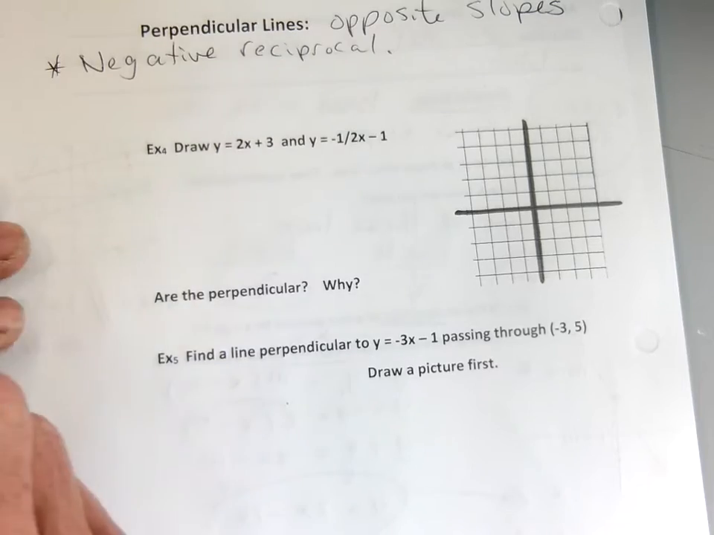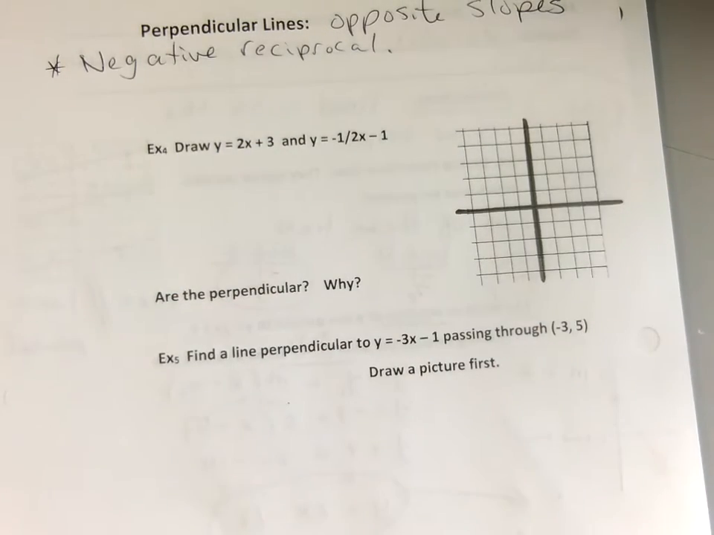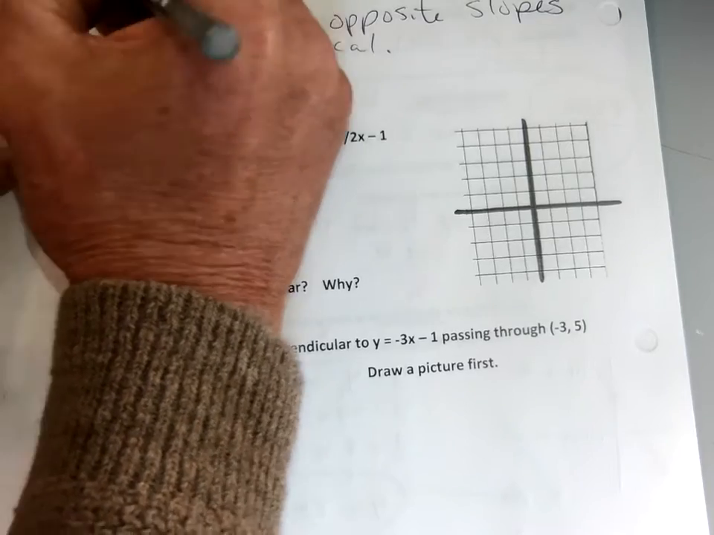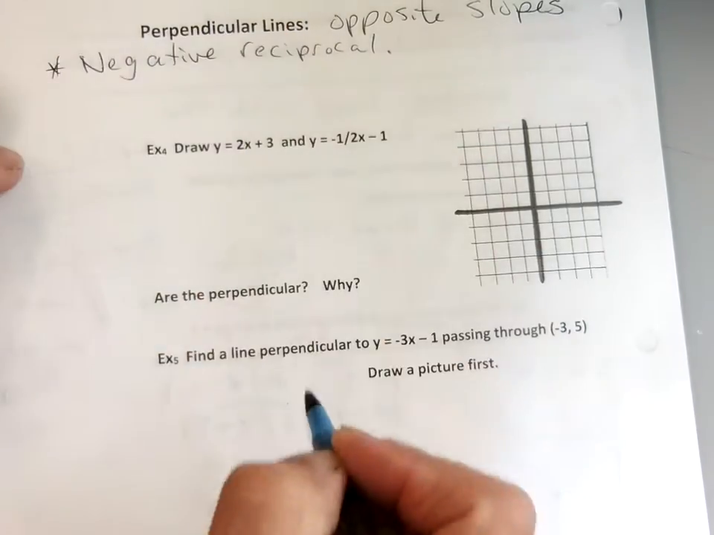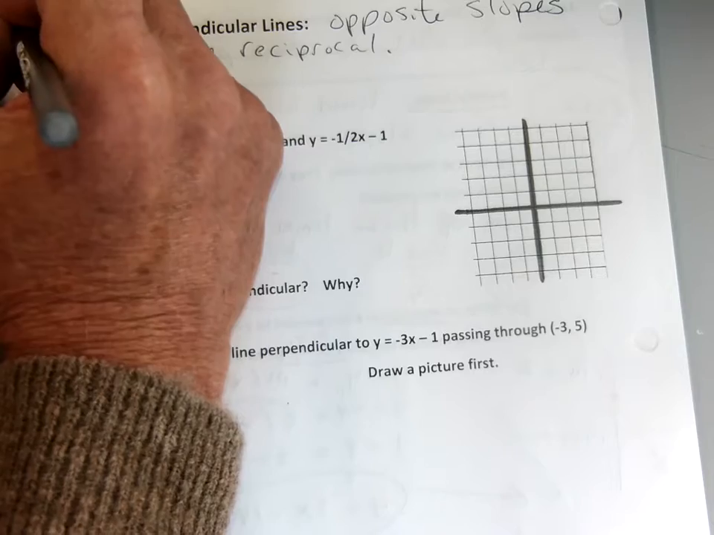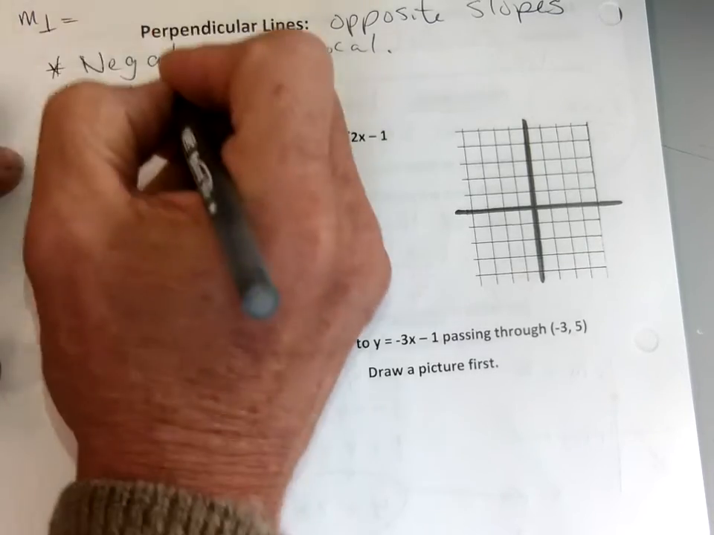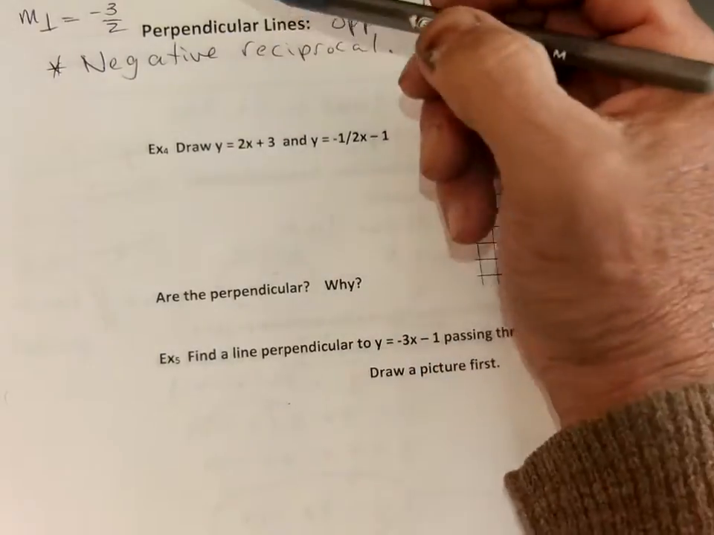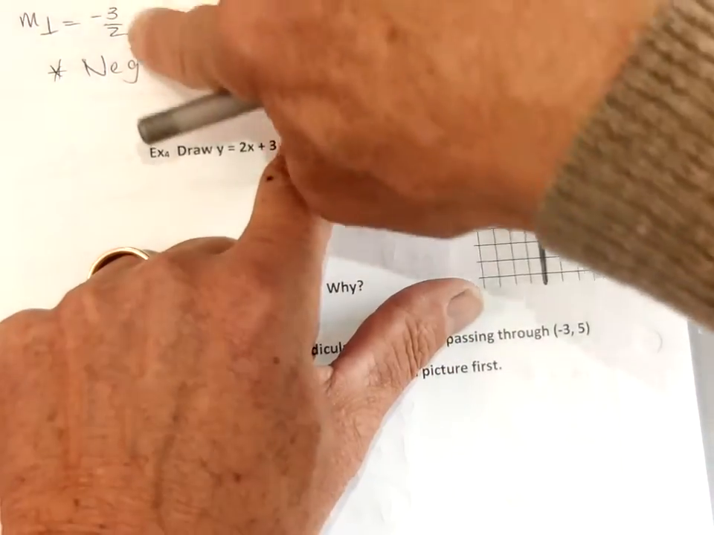I'll draw a picture. Well, we'll draw a picture down here so you guys can see it. But negative reciprocals. Write that down. Now, what are we going to do? So take a look at these. If I have one slope and it happens to equal 2/3, its perpendicular slope would be negative 3/2. All right, see what I did? Reciprocal, I flipped it, and I made it negative.